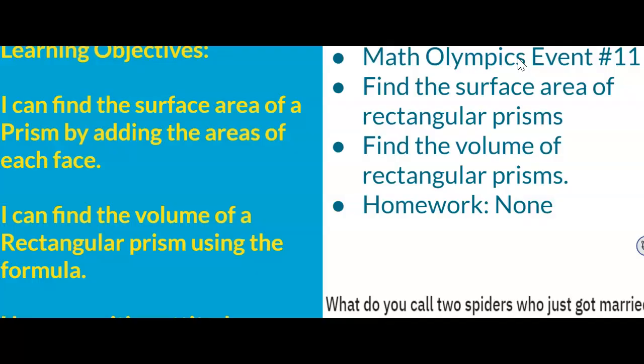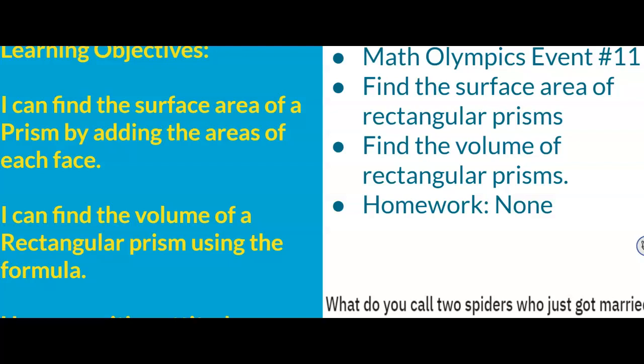Alright, what we're going to do today is find the surface area of prisms by adding the areas of each face. The question I just gave you that we're going to do first is a rectangular prism. That is what we need to focus on. I'm not too concerned about triangular prisms anymore. We just need to be able to find the surface area of rectangular prisms. We're good with that. It's a little easier for you.